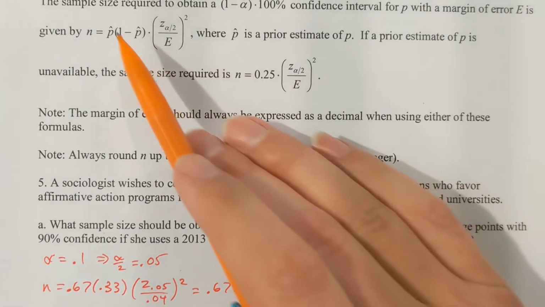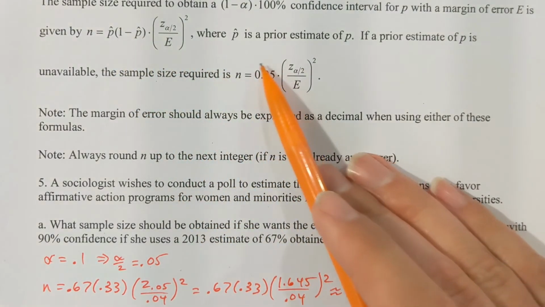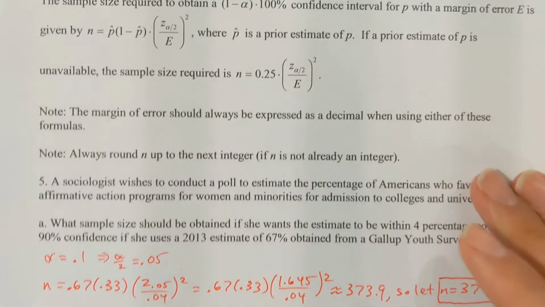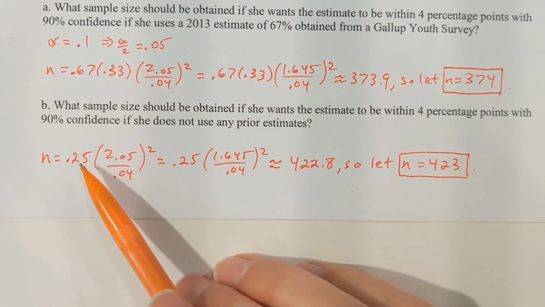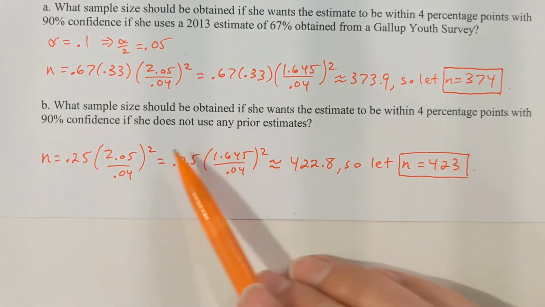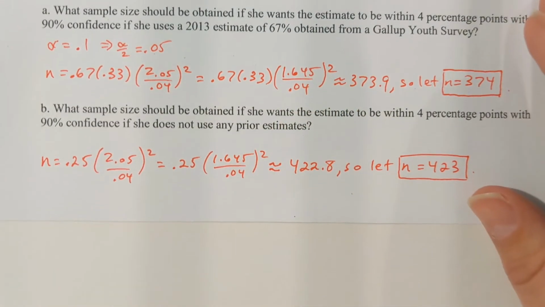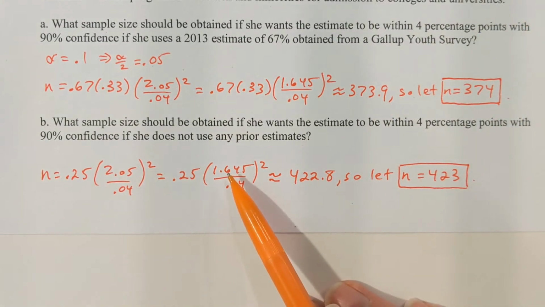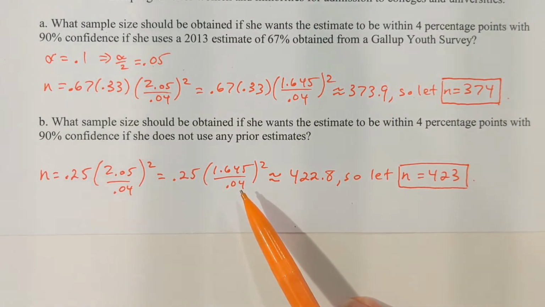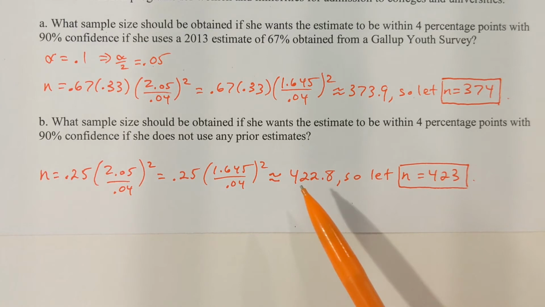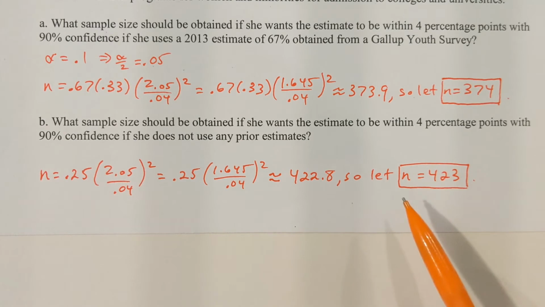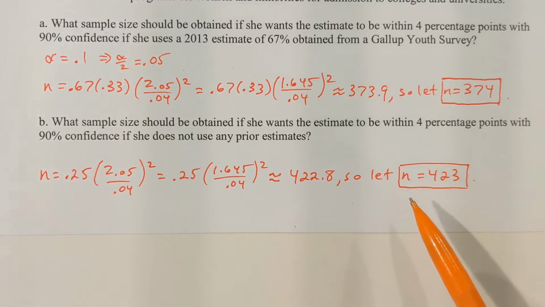And the only adjustment is instead of p hat times 1 minus p hat, you're just going to call that multiplier 0.25. So the only change here is instead of 0.67 times 0.33, I'm just going to have that be 0.25. Everything else is going to be exactly the same as it was in part A. We got our z-score, and so if you take 1.645 divided by 4 squared and then multiply by 0.25, I'm getting 422.8. So you're going to call it 423 then, for the sample size.